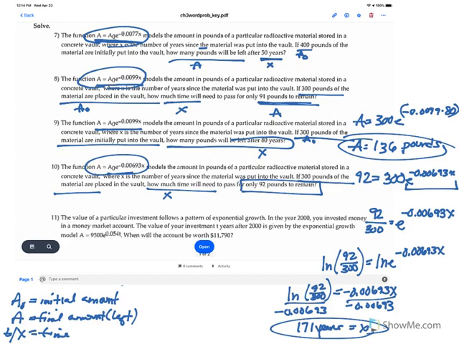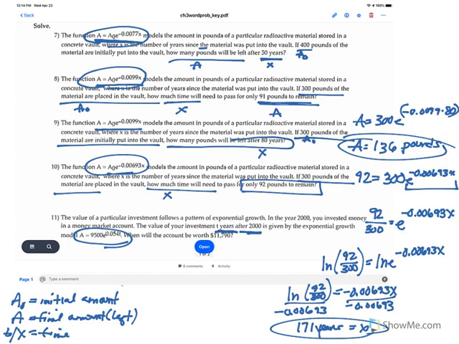And then number 11, we're looking at population growth. So the value of a particular investment follows a pattern. Oh no, this is still investment growth. So online, you may have some population, some investment growth, but the growth and decay problems all work the same. They have to give you a model, and then they have to tell you what they want you to find. So we have a model, the value of the investment, T years after 2000. This is important. T years represents the number of years after the year 2000. When will the account be worth $11,790? So we're looking for T here.